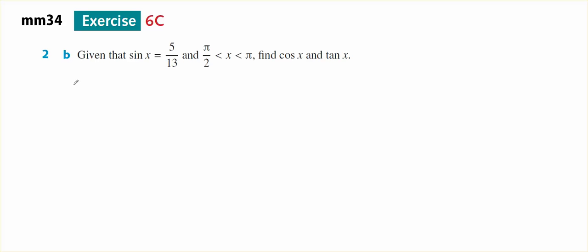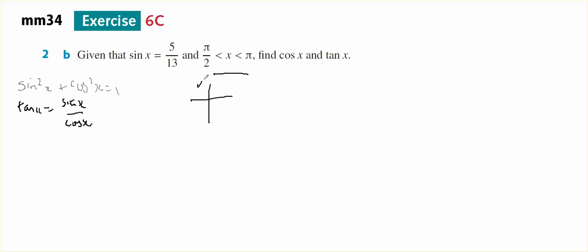The first method uses the identity, and we have two identities. The two identities we have are sine squared of x plus cos squared of x equals 1. And the second identity is that tan of x equals sine of x on cos of x. Now this one here I know is in the second quadrant because it's from pi on 2 to pi. So x is somewhere in the second quadrant. And the sine will be positive, but the cos will be negative and the tan will be negative.